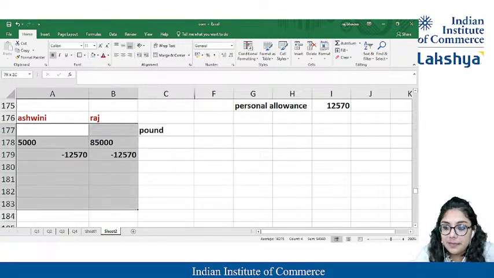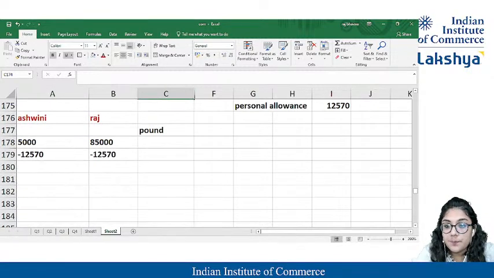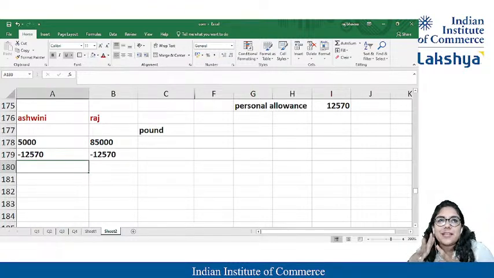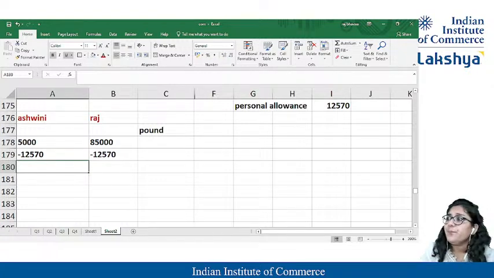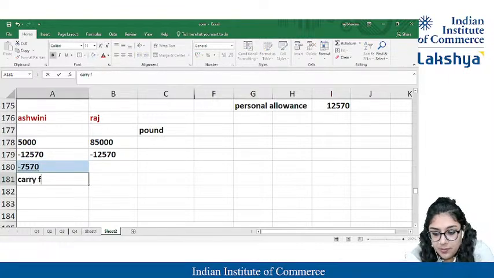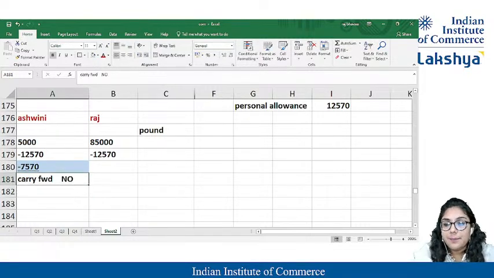Let me make everything visible very clearly. Suppose I'm talking about me. My total income was just 5,000 and I am getting an allowance of 12,570. That means I am getting more allowance than I use. Can I carry forward this allowance? Guys, it's a big no. So you will think this much amount is wasted. But what about Raj?